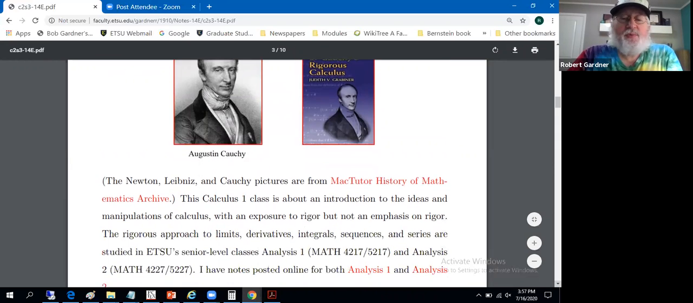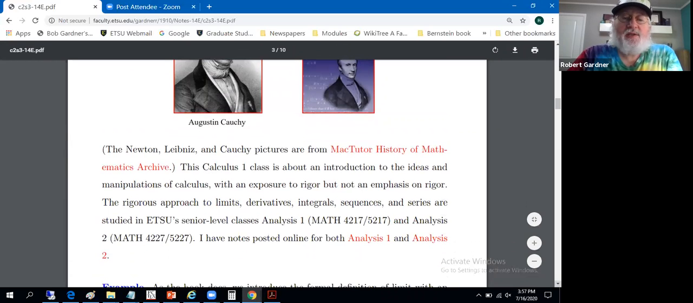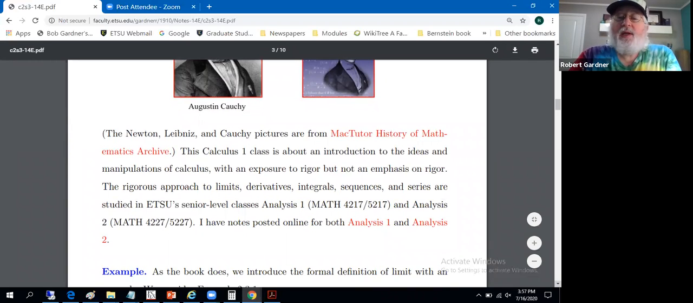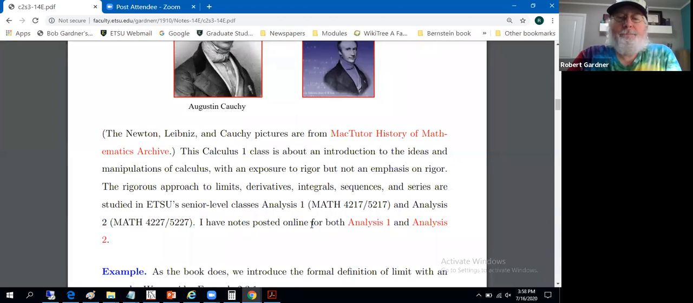These ideas are presented as a more central theme in a senior level class, Analysis 1 and Analysis 2 at ETSU, which would delve into the definitions and deal more with the rigor and a real analytic approach to these ideas of limits and derivatives and integrals and sequences and series, and even what the real numbers are. We've been elusive on that, though there's some material in the appendices about what the real numbers are specifically.